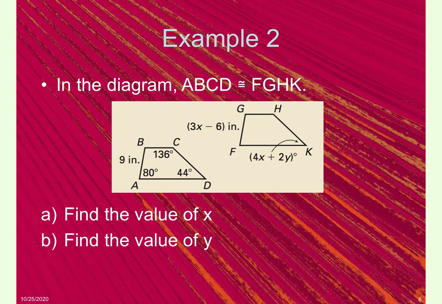All right, example 2 says in the diagram, polygon ABCD is congruent to FGHK. Find the value of X. So X is on the side length, that's GF. GF matches AB, which is over here. So 3X minus 6 equals 9.